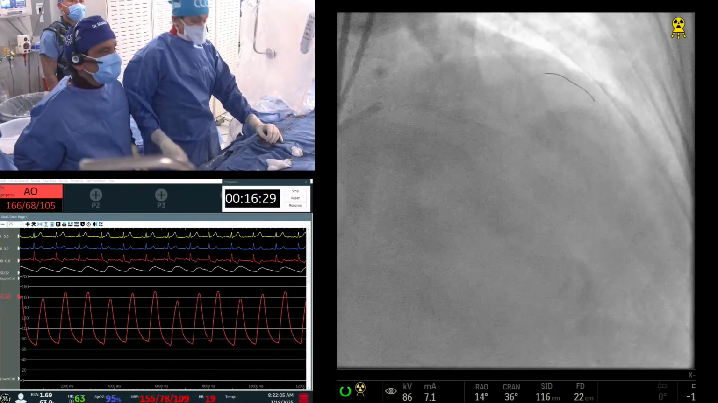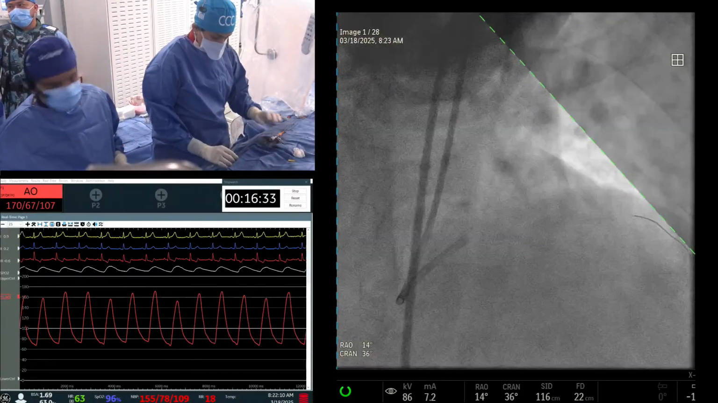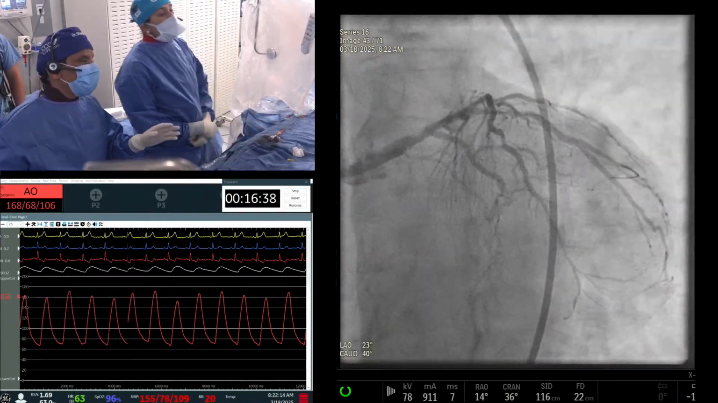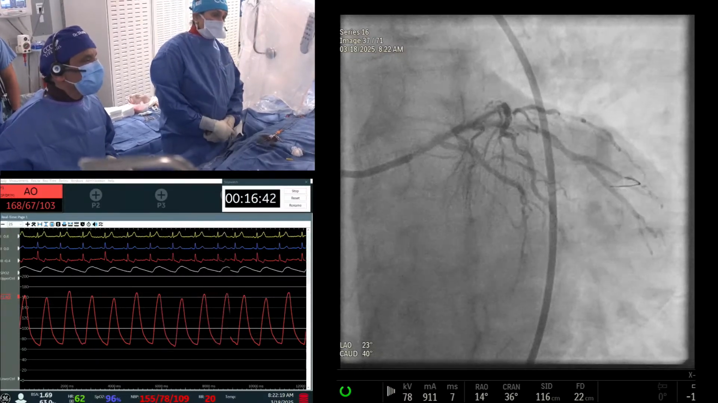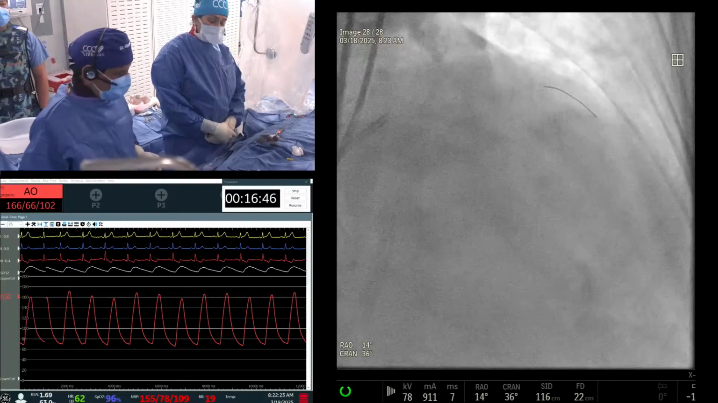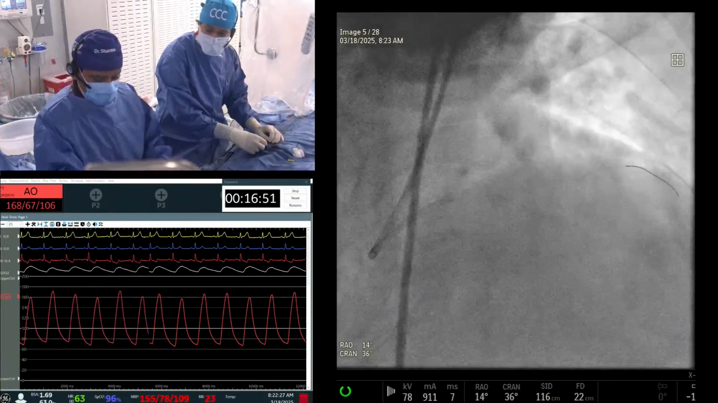A little dissection in the proximal part of the LAD, but doesn't look to be involving the flow. People may say why we should do this, meaning why you have to remove the wire of the LAD and go to the side branch. We can do IVL. Yes, that's also another choice. That is true.